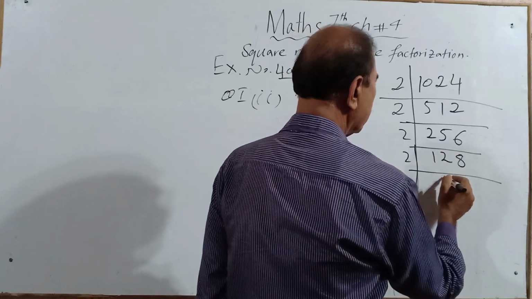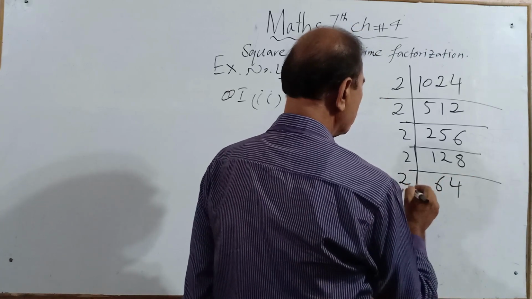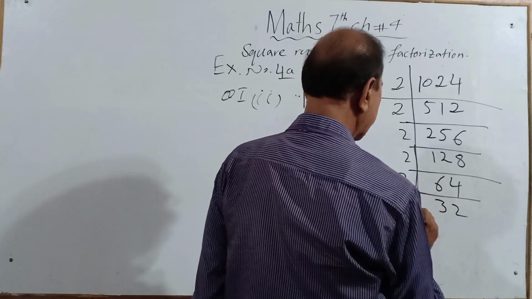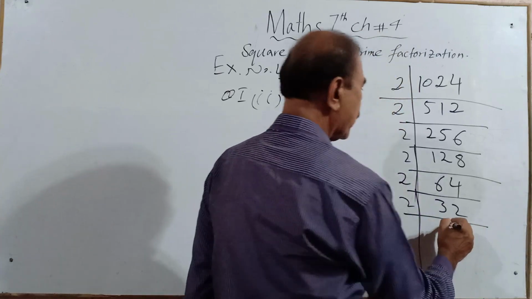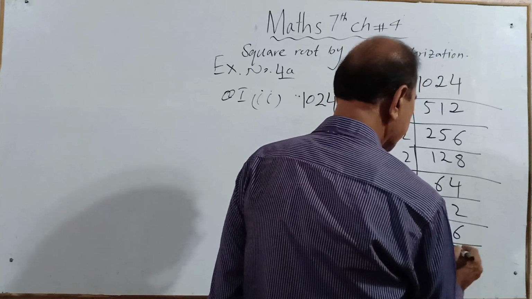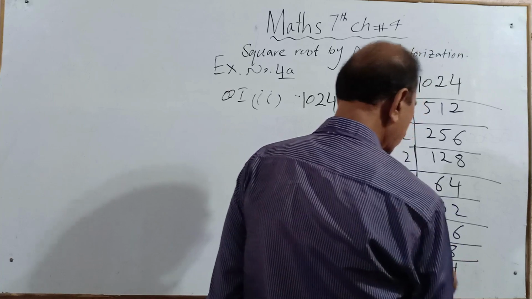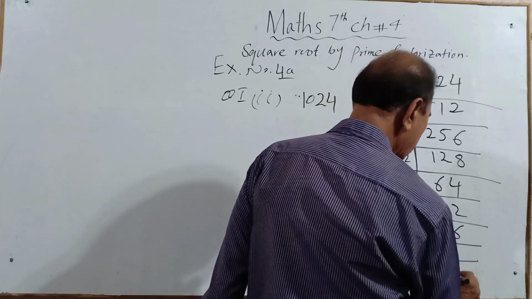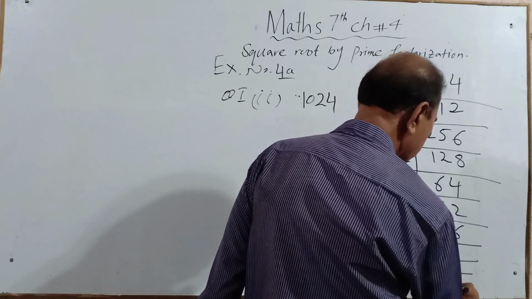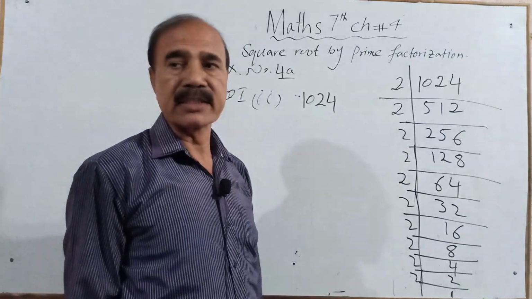Again you divide by 2, 64. Again 32. And then again you divide by 2, 16. And 16 divided by 2, 8. And again divided by 2, 4. Then 4 divided by 2, 2. And 2 divided by 2, 1. So this is our prime factorization.